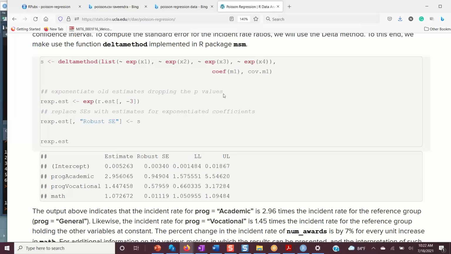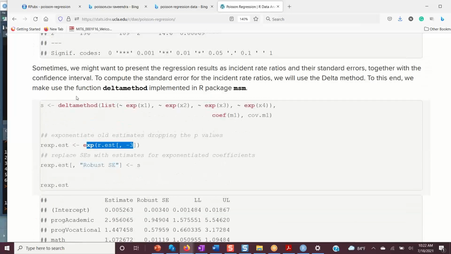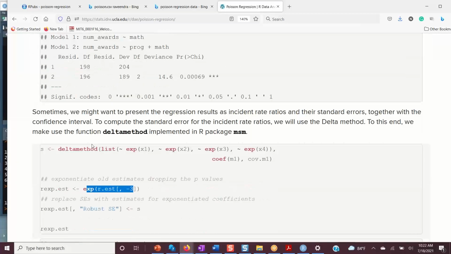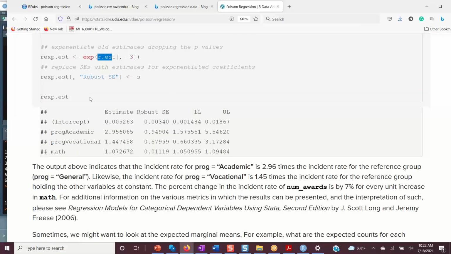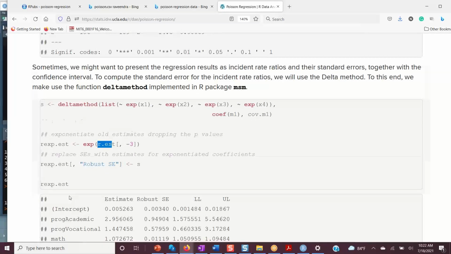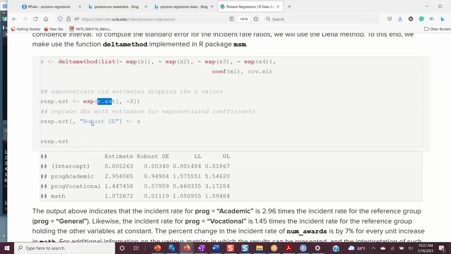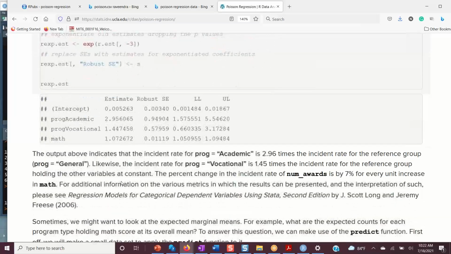Then you exponentiate the old estimates, dropping the p-values. That's what we are doing here. R dot estimate, let's go back to this. R dot estimate is coming from the residual from the model. So you can do that estimate exponentiation to interpret the coefficient. That's the point here. This is what R dot estimate is, and when you do the exponentiation, it's called R exponential estimates.